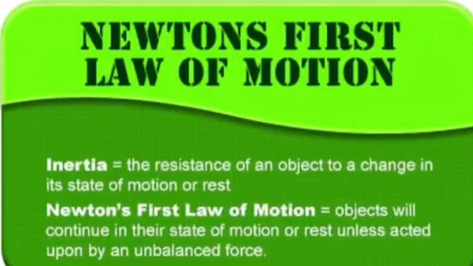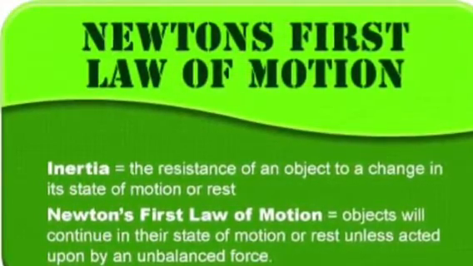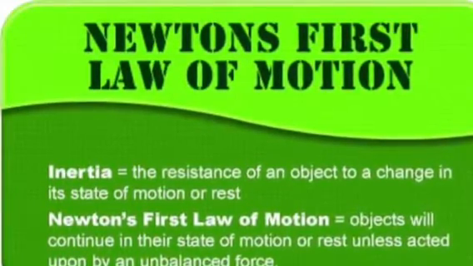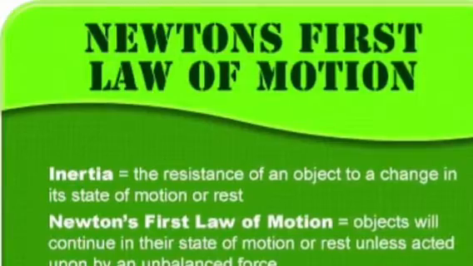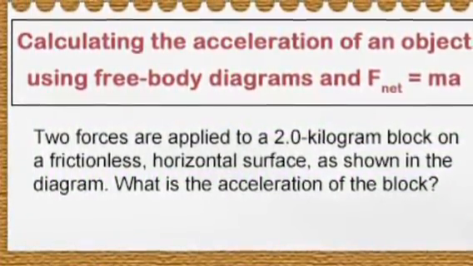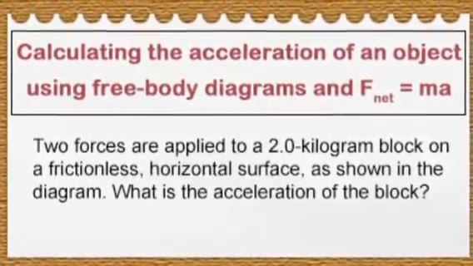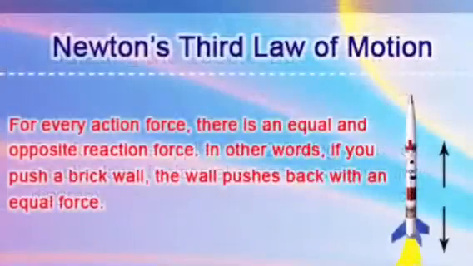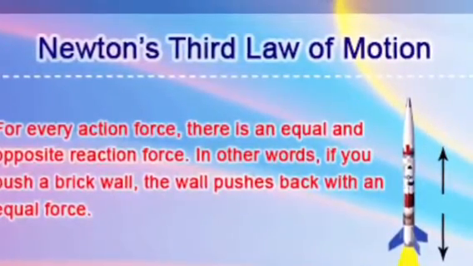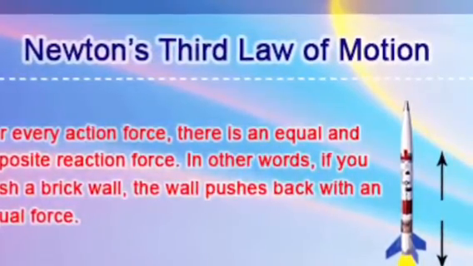Newton's first law states that an object in motion will stay in motion unless an unbalanced force acts upon it, and an object at rest will stay at rest unless an unbalanced force acts upon it. Newton's second law states that the force of an object is equal to its mass times its acceleration. Newton's third law states that every action has an equal and opposite reaction. Here are some examples.